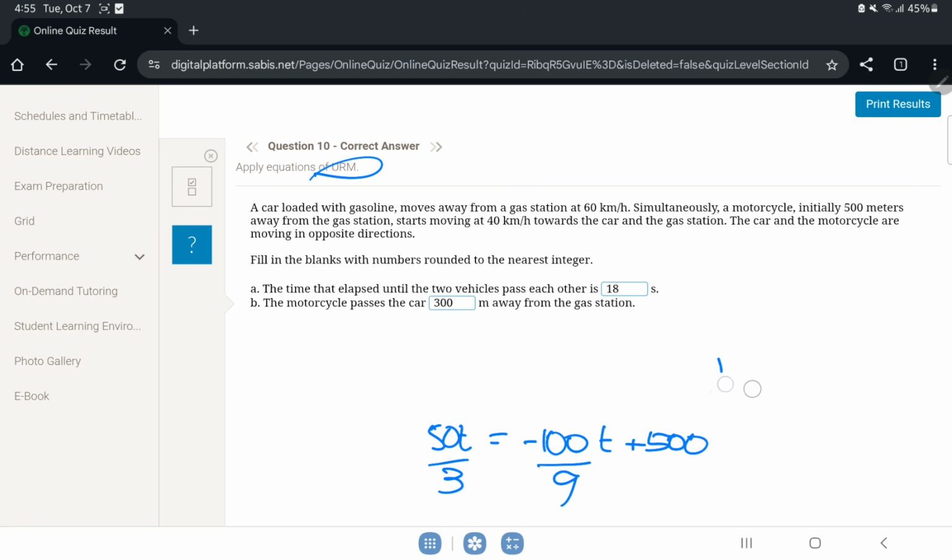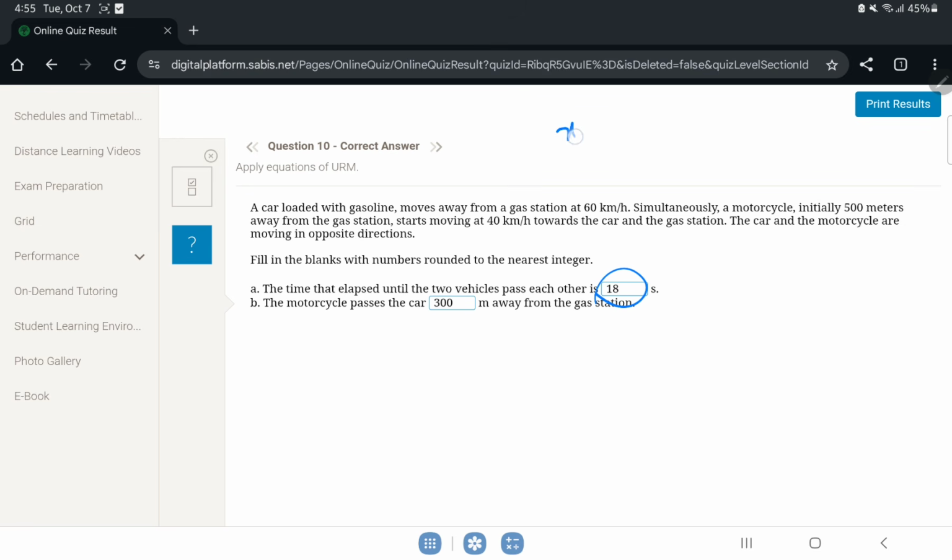Okay? Now, what you do is they want the motorcycle passes the car how many meters away from the gas station? So what you do now that you have the time, plug the time into either equation. The easiest equation that we had was x is equal to 50t over 3. So substitute t by 18, and you will get here 50 times 6, and 50 times 6 will get you 300.